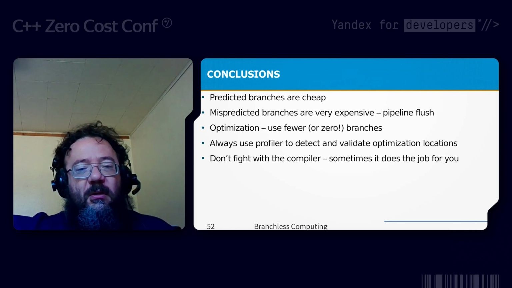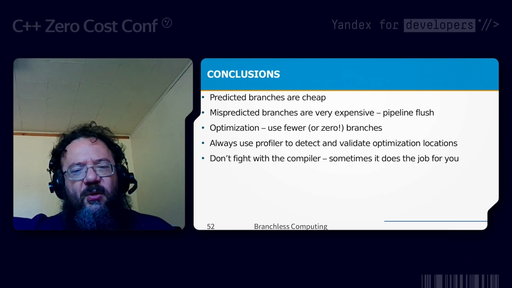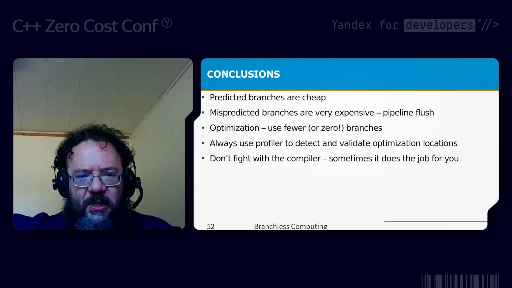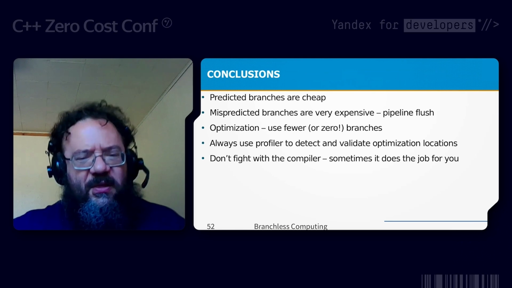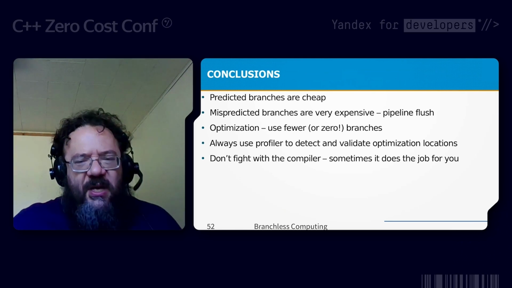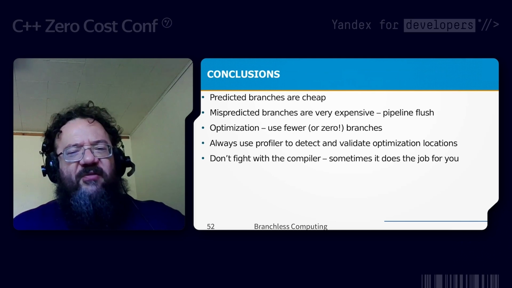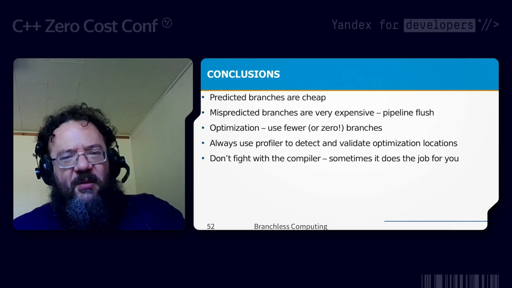You use fewer, all the way down to 0, branches. And I have shown you the techniques for that. Remember, these optimizations are tricky. They could make your code much faster. They could make it slower. You don't do them in advance. You always use the profiler to detect where they need to be done and also to confirm that they worked. And if the compiler decides to help you with a branchless optimization, don't fight it for it. Compiler is better at it than you are. But if the compiler doesn't do it, then use the techniques I have shown you, validate them with measurements, and make your code run faster.